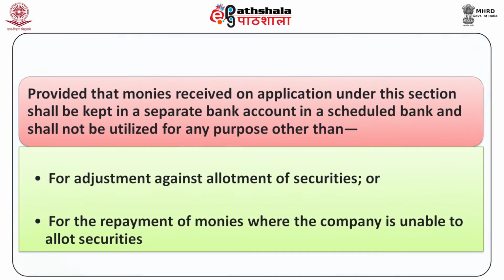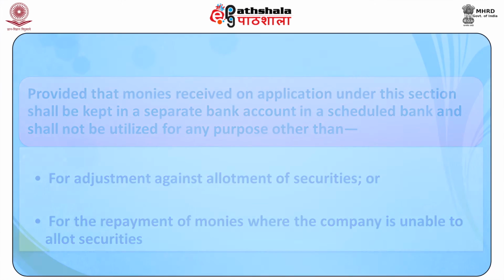provided that monies received on application under this section shall be kept in a separate bank account in a scheduled bank and shall not be utilized for any purpose other than A. For adjustment against allotment of securities, or B. For the repayment of monies where the company is unable to allot securities.